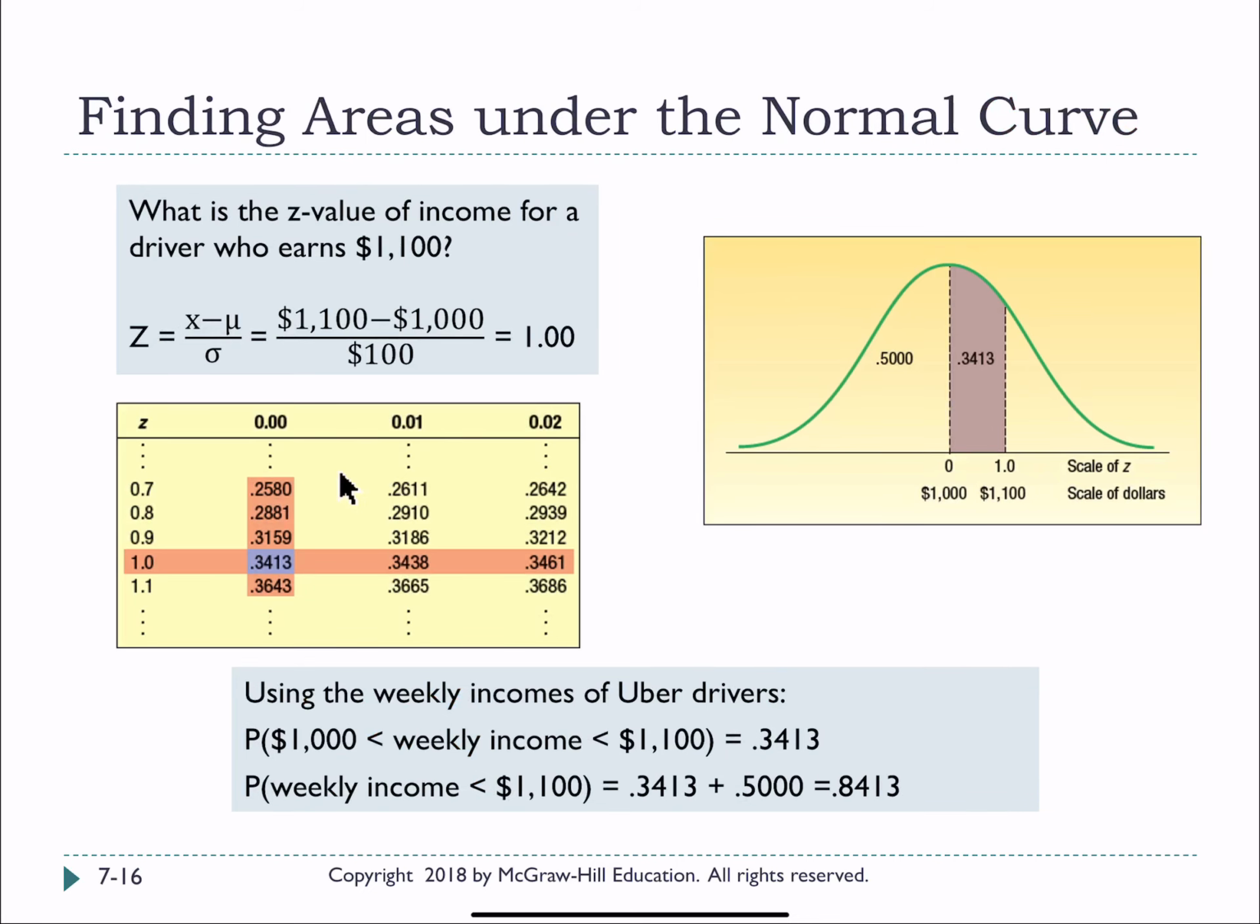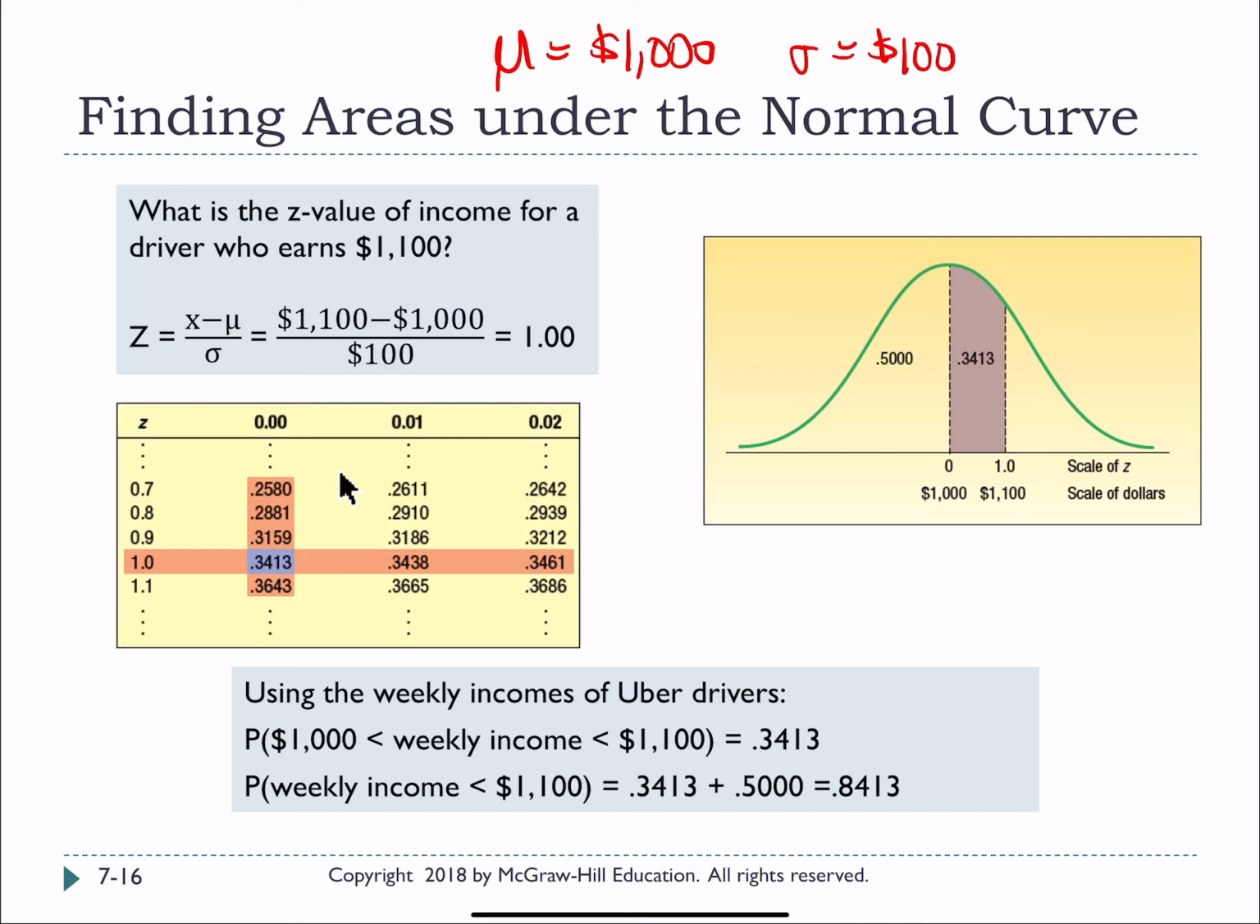All right, so back to our Uber example. Recall that with our Uber example, we found the mean income to be 1,000 and the standard deviation is 100, okay? And so we can use this to find different things.